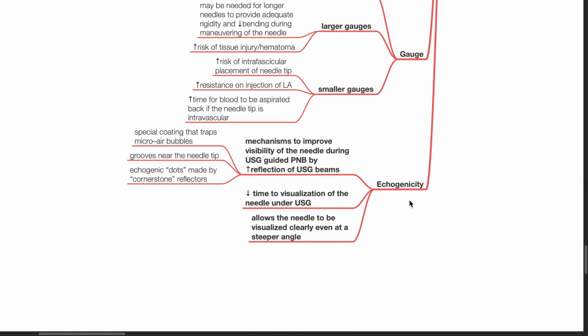Echogenicity. Mechanisms to improve visibility of the needle during ultrasound-guided peripheral nerve block have been developed by increasing reflection of ultrasound beams, either by using a special coating that traps micro air bubbles, grooves near the needle tip, or echogenic dots made by the cornerstone reflectors. There is decreased time to visualization of the needle under ultrasound guidance, and it allows the needle to be visualized clearly even at a steeper angle.